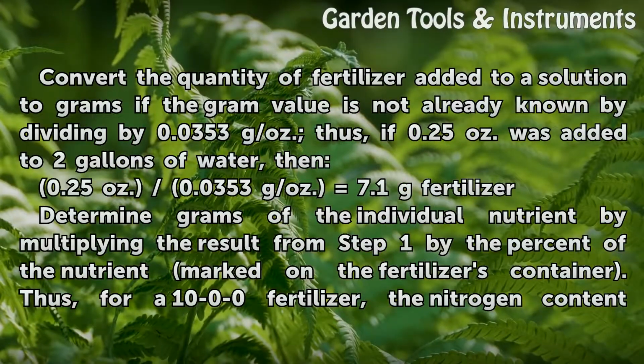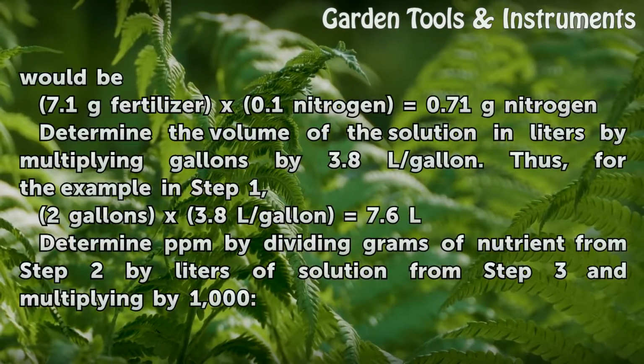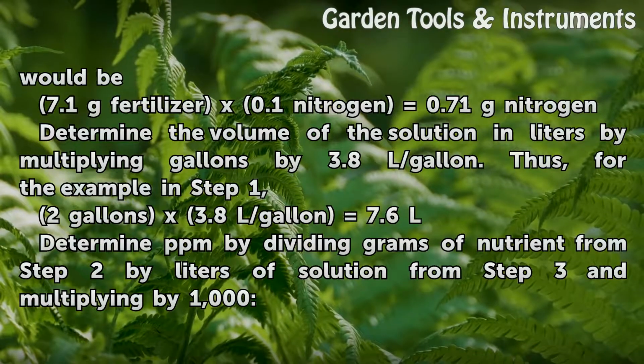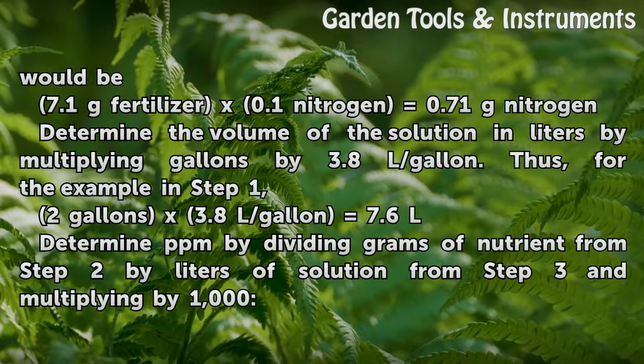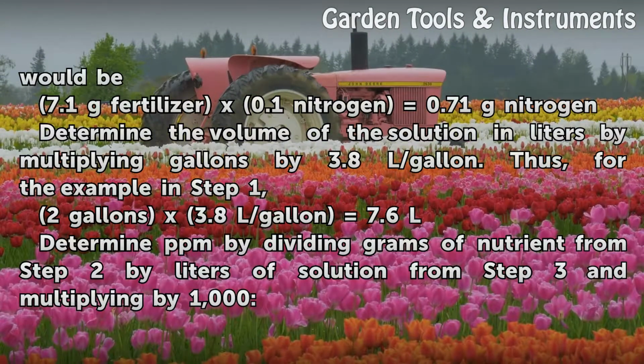Determine grams of the individual nutrient by multiplying the result from step 1 by the percent of the nutrient marked on the fertilizer's container. Thus, for a 10-0-0 fertilizer, the nitrogen content would be 7.1 grams fertilizer x 0.1 nitrogen equals 0.71 grams nitrogen. Determine the volume of the solution in liters by multiplying gallons by 3.8 liters/gallon. Thus, for the example in step 1, 2 gallons x 3.8 liters/gallon equals 7.6 liters.